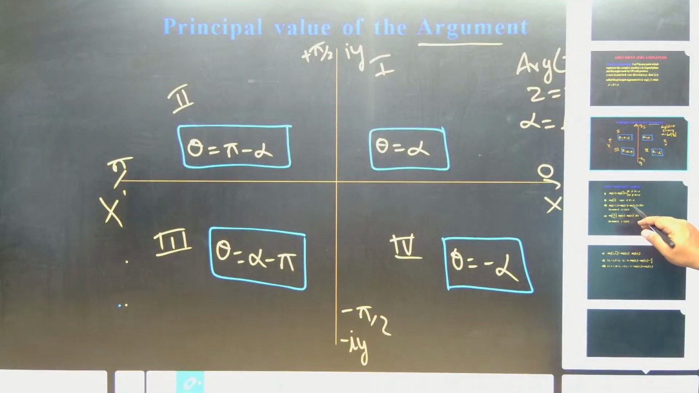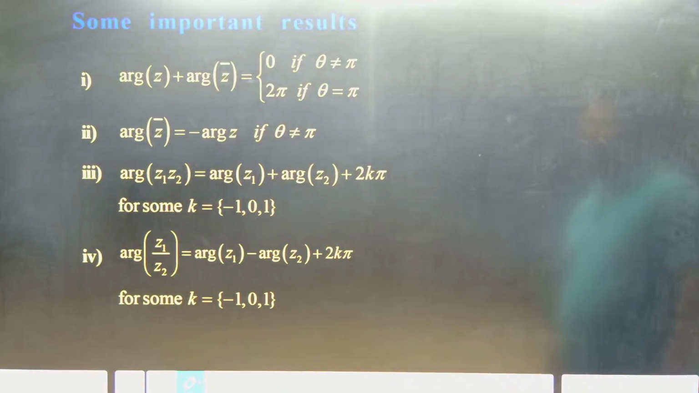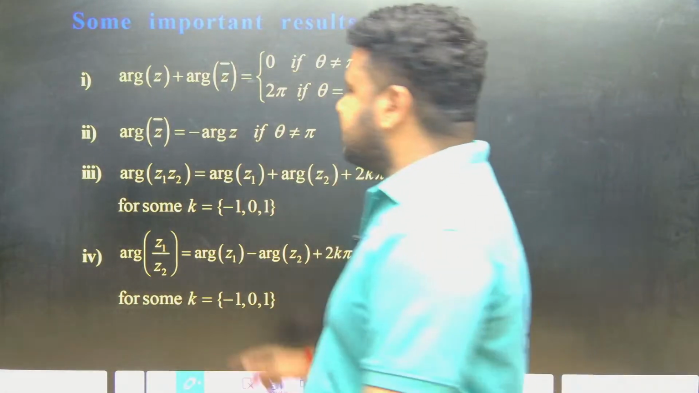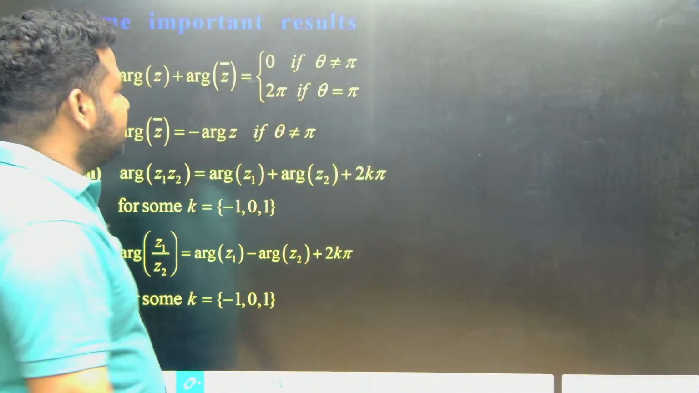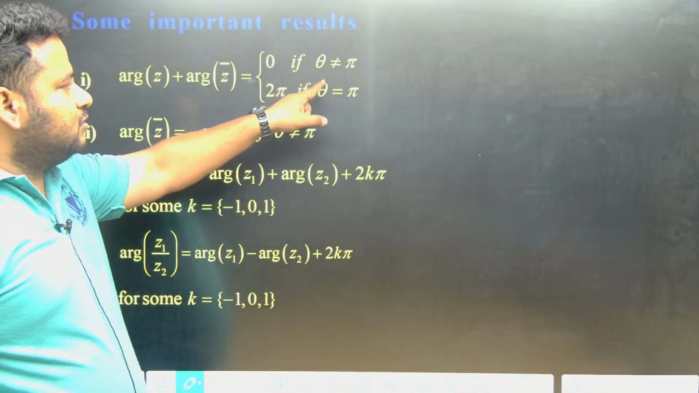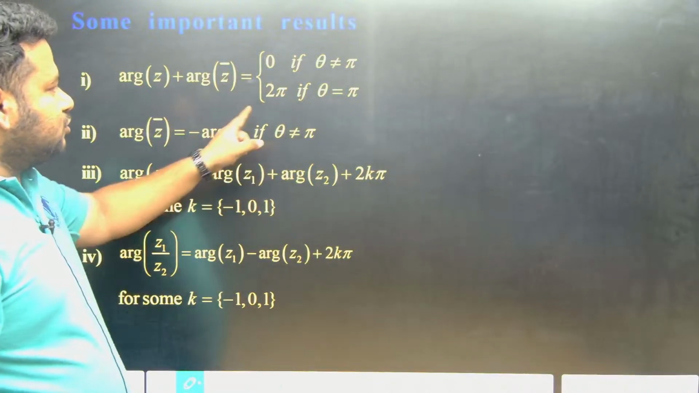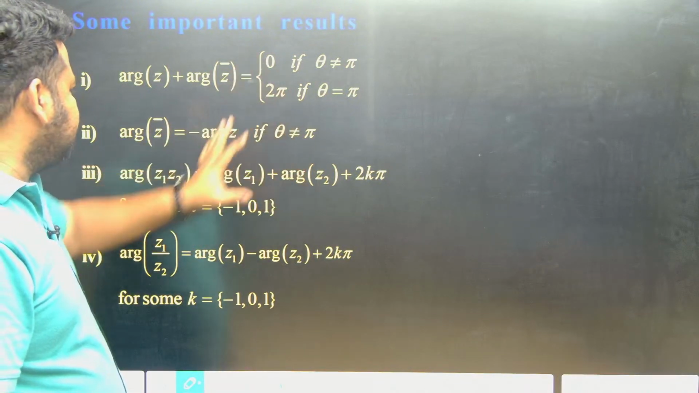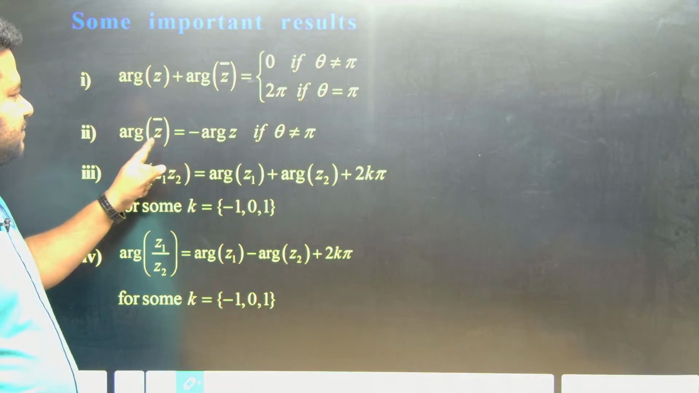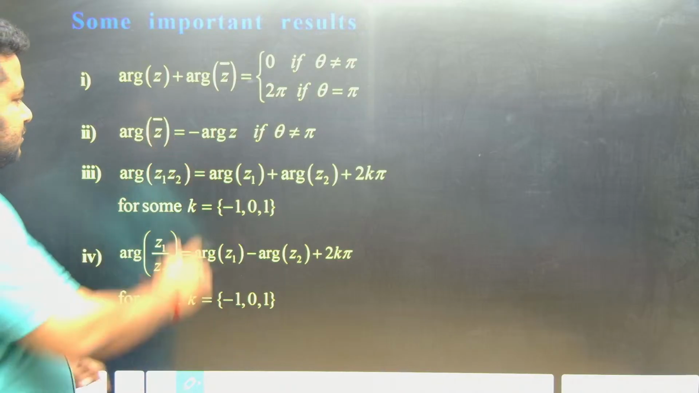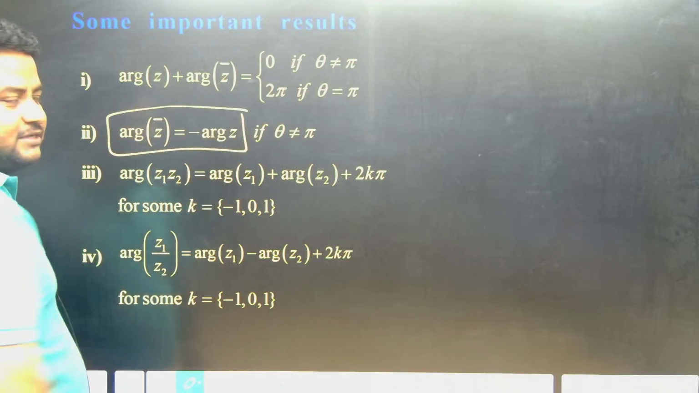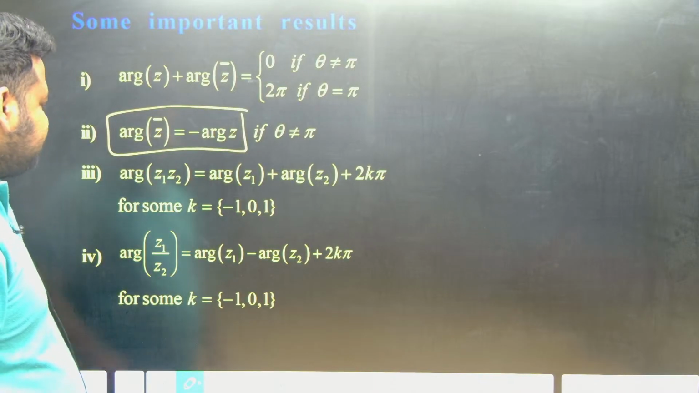Now let us see some important results when it comes to argument. Argument of z plus argument of z bar, that is the conjugate, is equal to 0 if theta is not equal to pi, is equal to 2 pi if theta is equal to pi. Not that important. Argument of z bar is equal to minus argument of z. This one you remember.